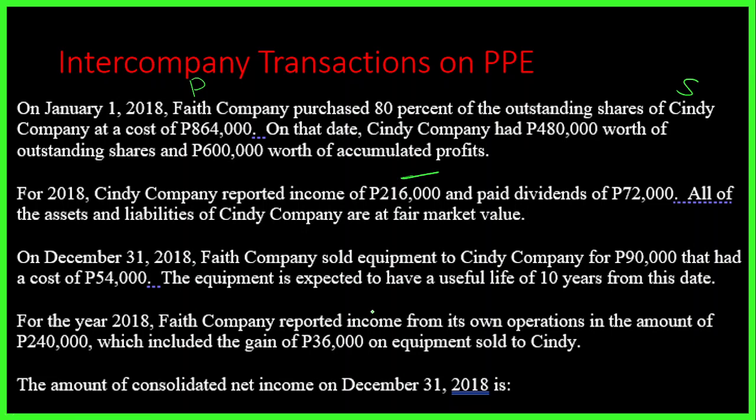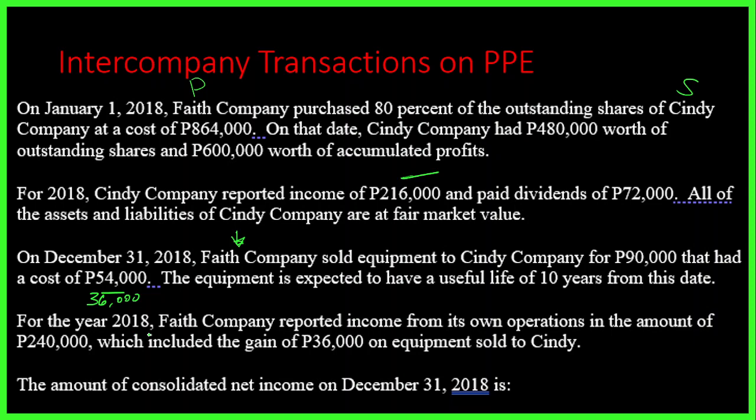Now, on December 31, Fate Company sold an equipment to Cindy. Cindy is the subsidiary, so this one is a downstream sale. It was sold for 90 that had a cost of 54. So, here already you can compute the intercompany profit from the sale of this equipment. 90 minus 54, how much is that? 36. We'll use a calculator later. The equipment is expected to have a useful life of 10 years from this date.